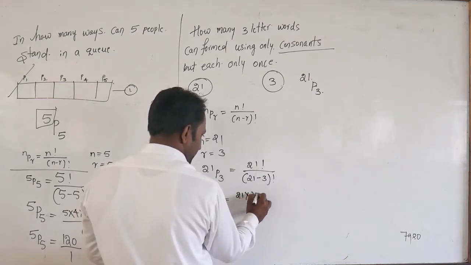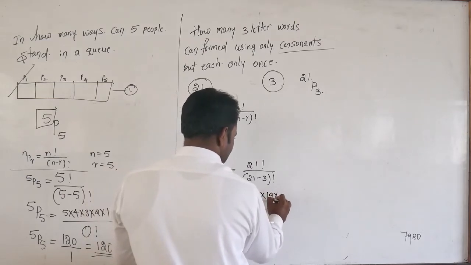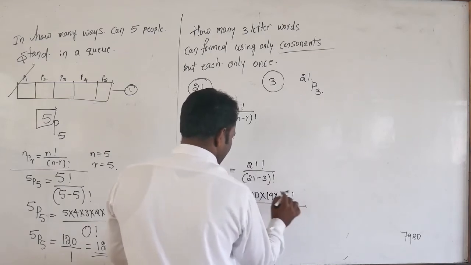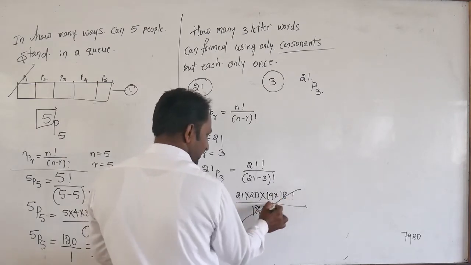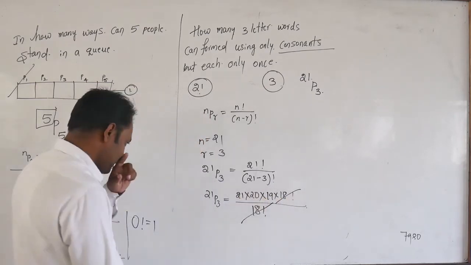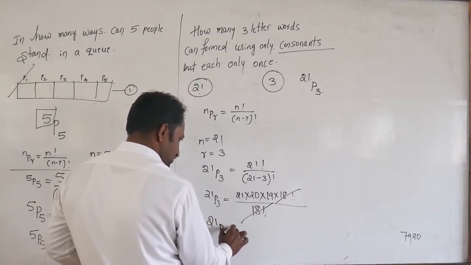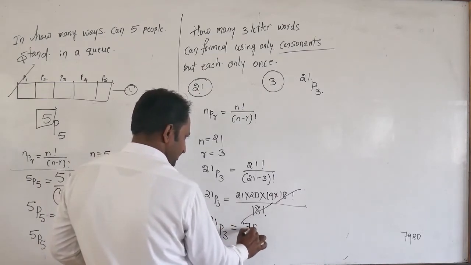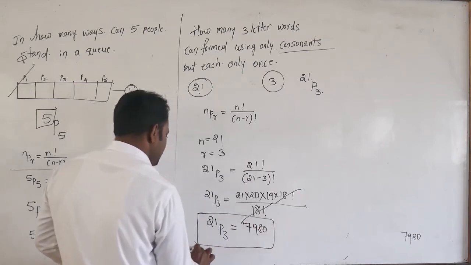21P3 is equal to 21 into 20 into 19 into 18 factorial divided by 18 factorial. Here 18 factorial gets cancelled. So 21P3 is equal to 7980, which is our answer.